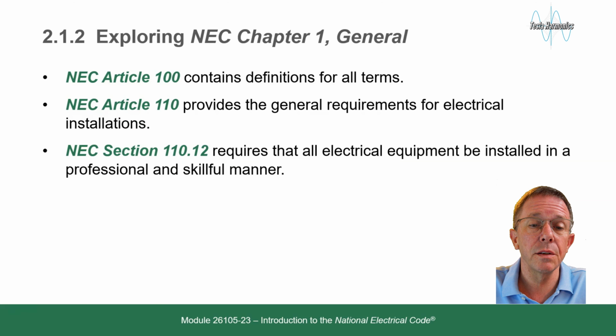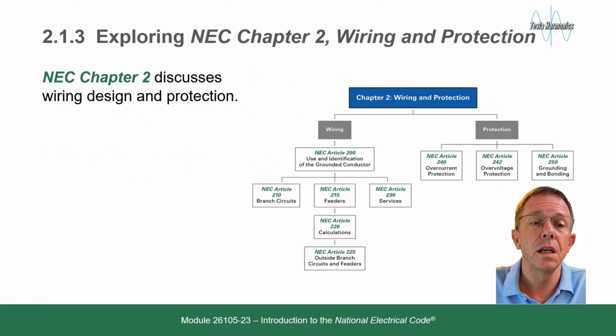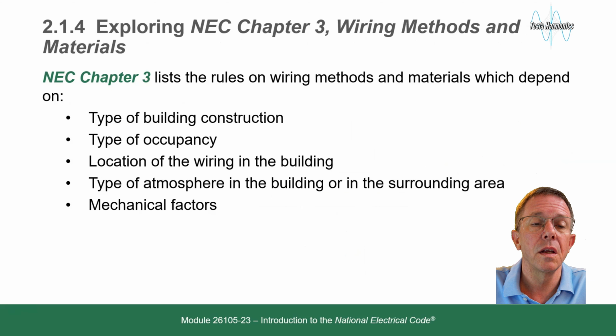NEC Article 100 contains definitions for all terms. NEC Article 110 provides the general requirements for electrical installations. NEC Section 110.12 requires that all electrical equipment be installed in a professional and skillful manner. NEC Chapter 2 discusses wiring design and protection. NEC Chapter 3 lists the rules on wiring methods and materials, which depend on the type of building construction, the type of occupancy, the location of the wiring in the building, the type of atmosphere in the building or the surrounding area, and mechanical factors.